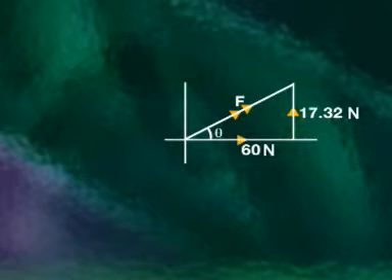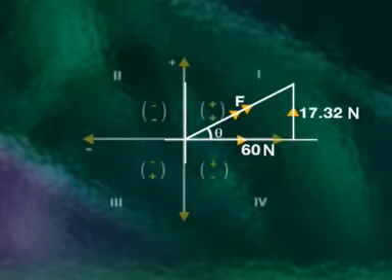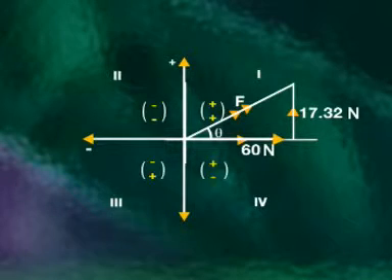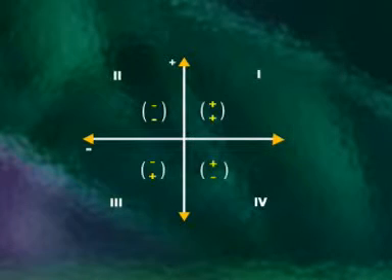F can be represented as shown in the diagram on the screen. Note that signs attached to the figures in the vector in component form show the quadrant in which it lies. Both 60 and 17.32 have positive signs, and the vector lies in the first quadrant. See the diagram on the screen to see the 4 quadrants labeled and with the signs of both components corresponding to each of the quadrants.